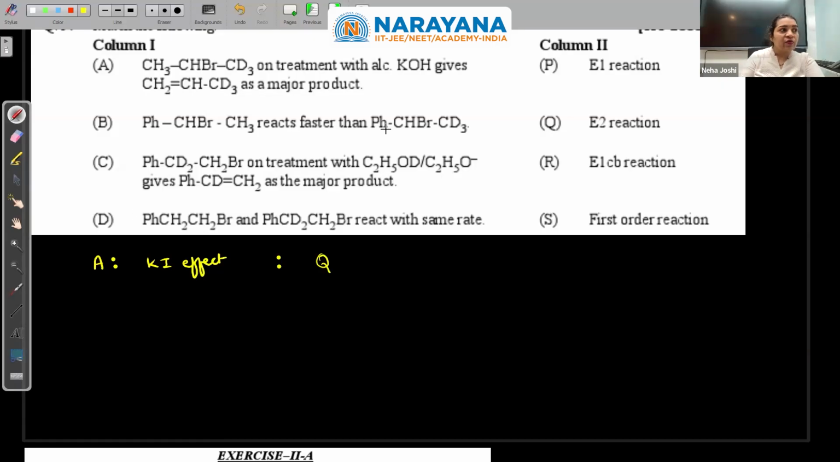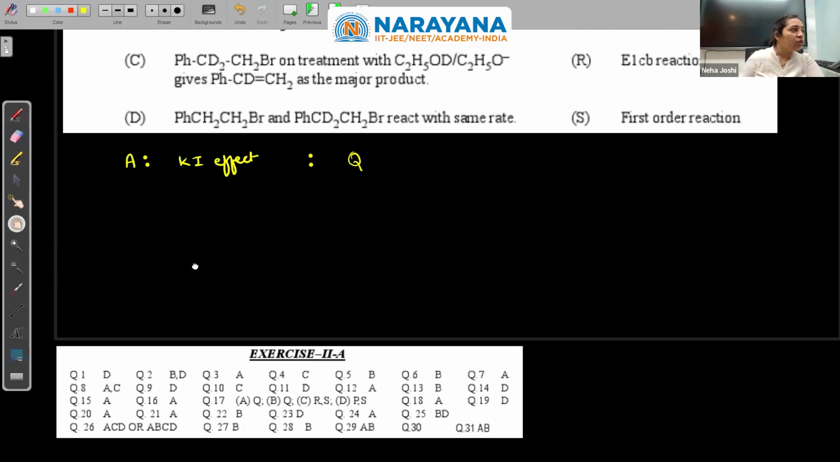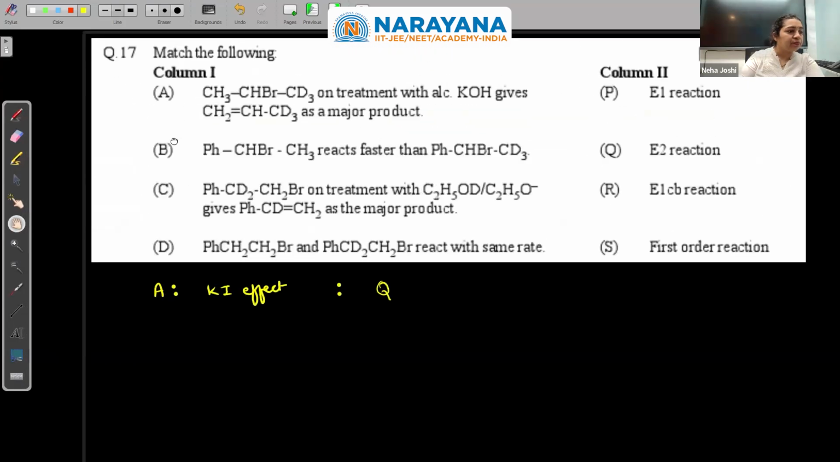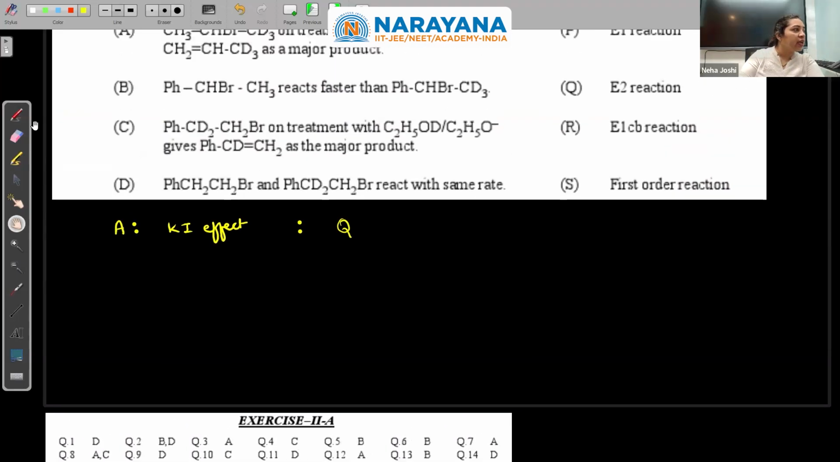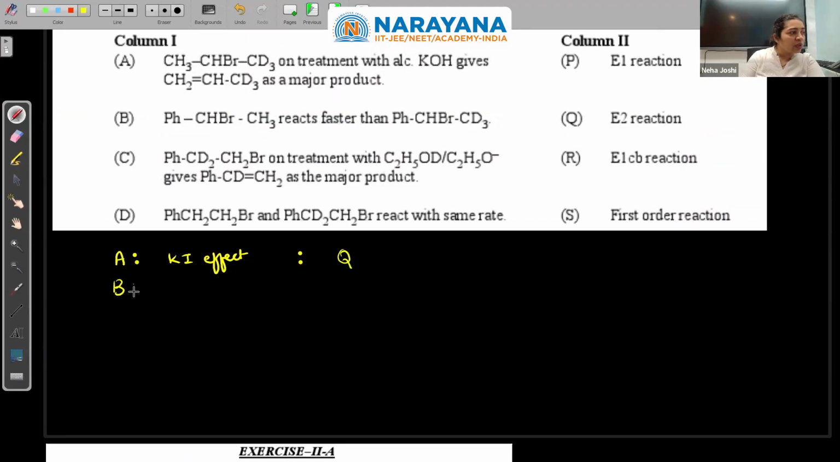PhCHBrCH3 reacts faster than PhCHBrCD3. Okay, so this is again showing that it is reacting faster. That means hydrogen changed to deuterium, so there was an impact. Is that absolutely clear? So this point again shows that B is showing the KIE effect, and KIE effect means Q. E2 shows the kinetic isotope effect, right?